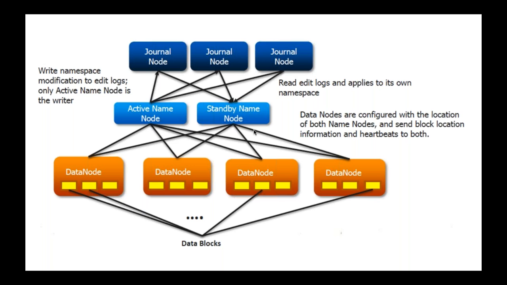So the moment the active node is dead or not functioning, immediately the standby name node is in a position to pick up, because they know what the status of the data nodes is. That's why it just picks up control over the data nodes. It doesn't have to ask, hey, tell me what is your situation? Yes, I have got your situation.